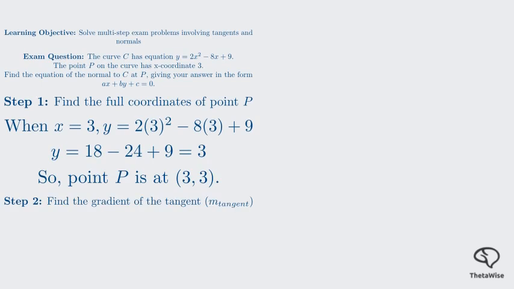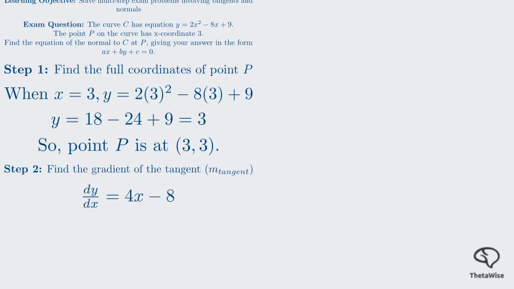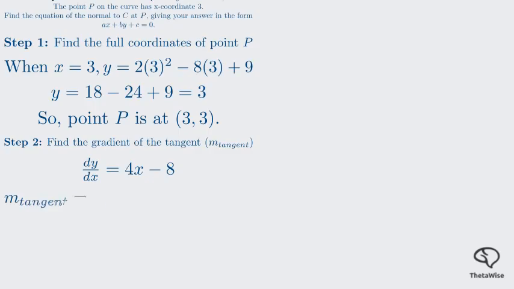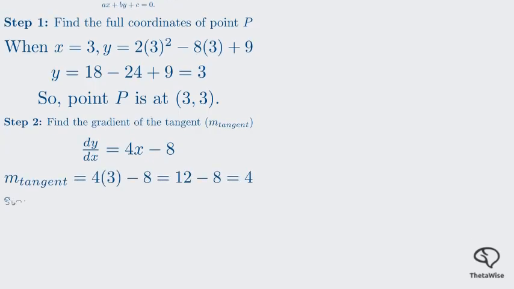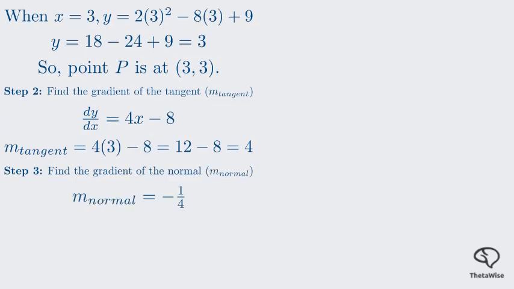Step 2. Find the gradient of the tangent using differentiation. The derivative dy dx is 4x minus 8. Substitute x equals 3 into the derivative to find the tangent gradient. Step 3. Find the gradient of the normal. Since the tangent and normal are perpendicular, we use the negative reciprocal of 4, which is negative 1 over 4. Here we can see the curve, point P, and the normal line we are calculating.